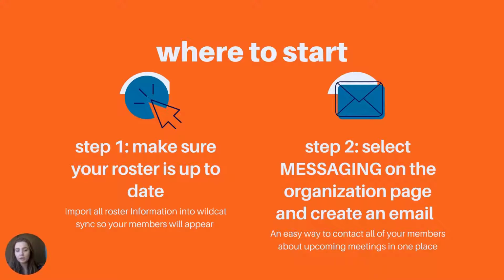So first, you're going to make sure that your roster is up to date. You want to make sure that all of your members are listed with your organization and that they have logged into the platform. We're also going to select the messaging portion on your own organization page, and you're going to create an email there.